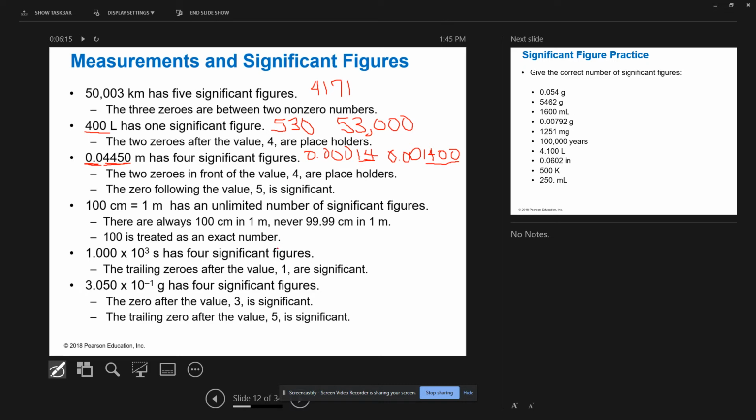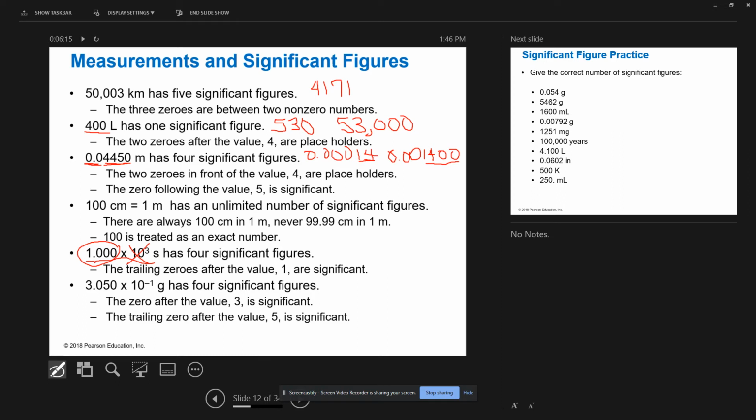Okay, let's go down here real quick. So when we have something in scientific notation, and we will be using that quite a bit, the same rules apply, but it applies to this part, not the exponent. The exponent won't count at all for significant figures because the exponent is just a placeholder.